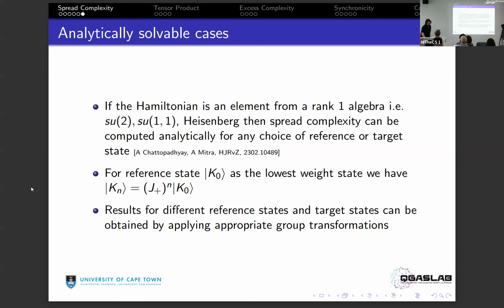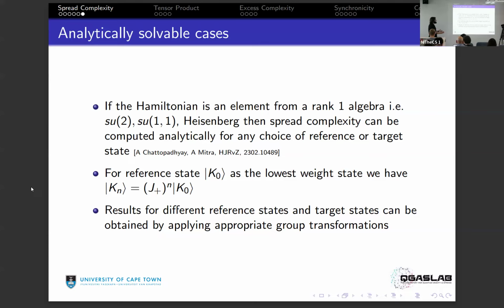So just before I dig into the tensor products, I'm going to try to be quick. Why am I interested in tensor products? It's essentially because what you would like to do with any sort of mathematical quantity is find cases where it simplifies dramatically. There are known cases where you get analytic results, and that's for rank 1 algebras. The Hamiltonian is an element of SU(2) or SU(1,1), or the Heisenberg algebra, and you get analytic results for any choice of reference. So you can write down exactly what the complexity is, but beyond that, people need to resort to numerics.